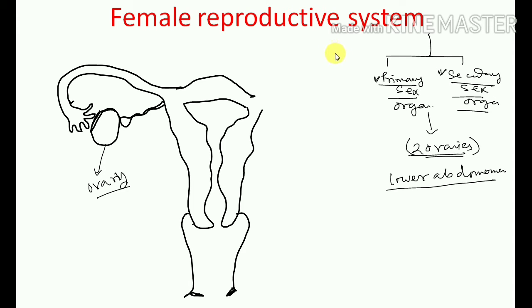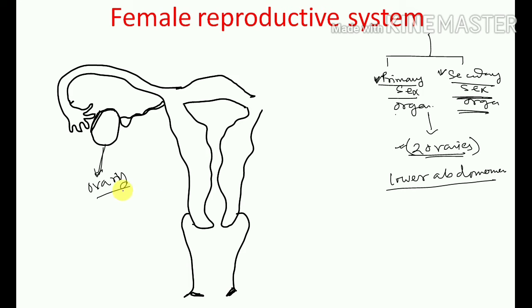Here I will discuss the female reproductive structure. There are two parts of the female reproductive structure. One is the primary sex organ, which is composed of two ovaries, and the other part is the secondary sex organ. All related organs of the female reproductive system are under the secondary sex organ. Now this is the ovary.